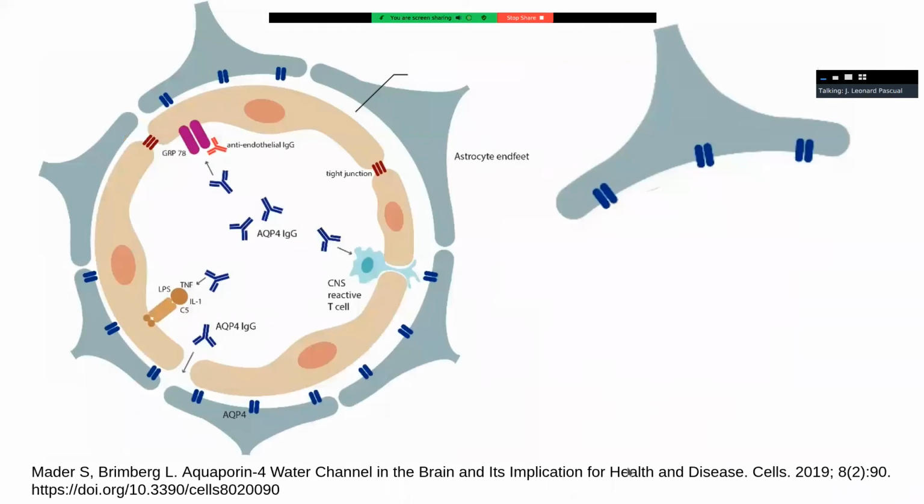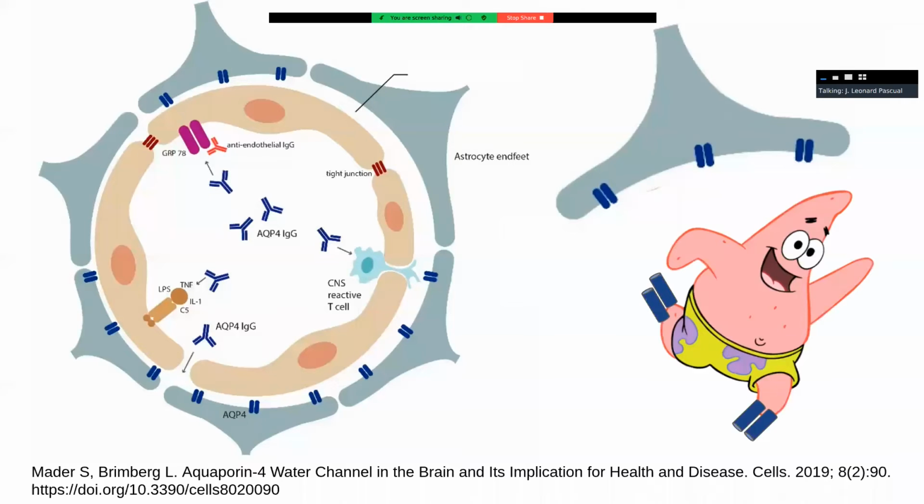Okay, where do we see it in the astrocytes? They're found here in the astrocytic feet, the end feet of the astrocytes. It tells you the importance of the astrocytes in terms of the water dynamics in the brain and in the blood-brain barrier.